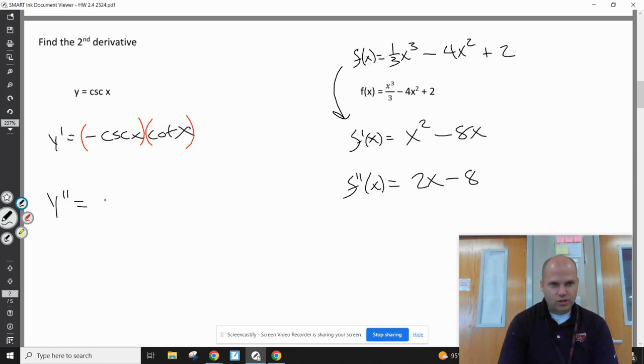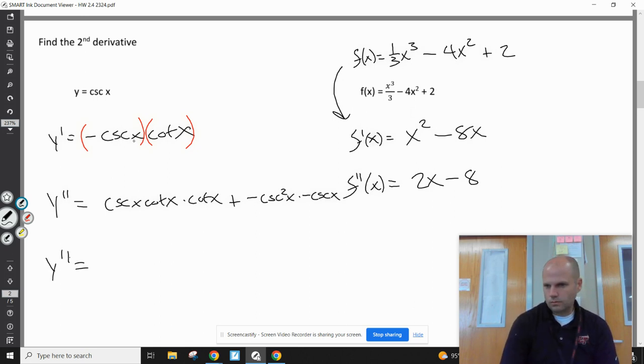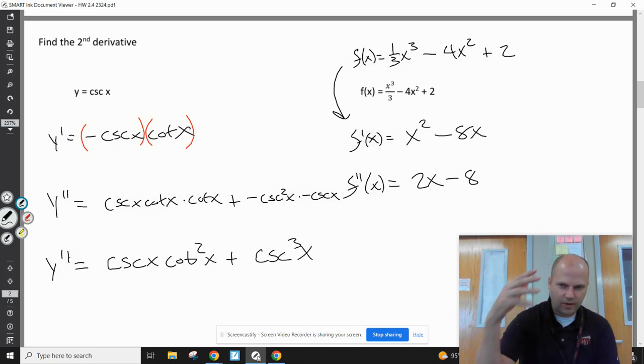All right, slopes of the first. I'll have positive cosecant cotangent because I have that negative that's going to cancel with the negative, which is the slopes. That's the slopes of cosecant, negative cosecant cotangent, opposites, times cotangent, plus slopes of cotangent or negative cosecant squared times negative cosecant. Very similar to secant tangent's derivative that we did earlier. We get cosecant x cotangent squared x. We'll get positive cosecant cubed x. And you can factor out a cosecant if you want.